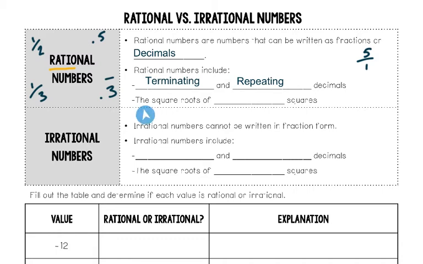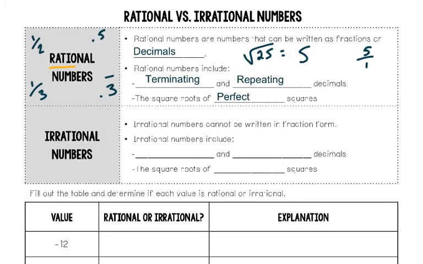So this leads me to my next point. The square roots of perfect squares are also rational numbers. For example, the square root of 25, 25 being a perfect square, comes out to be 5 or -5. Both of those are rational numbers. They fit into this category because 5 is a rational number. It can be written as a fraction. So anything that can be written as a fraction, any whole number, and any terminating or repeating decimal are called rational numbers. So what would irrational numbers be?